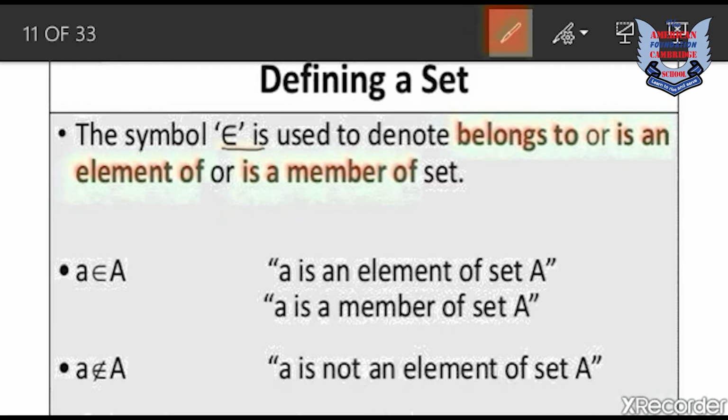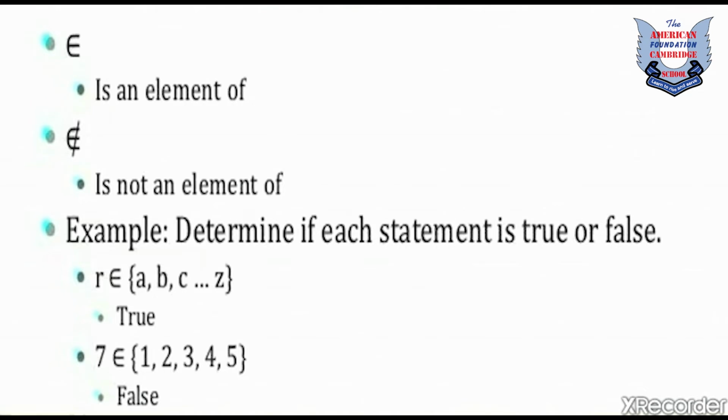This symbol is used to denote belongs to, or is an element of, or is a member of a set. If a statement is given like this, that means a is an element of set A, or a is a member of set A. And if a statement is given like this, that means a is not an element of set A, or you can say a is not a member of set A. So these two symbols represent belongs to or doesn't belong to.